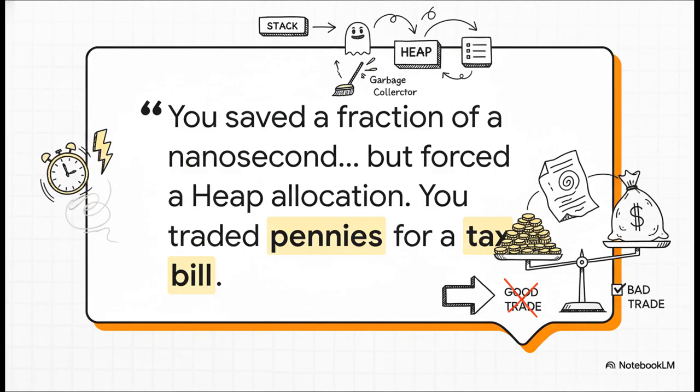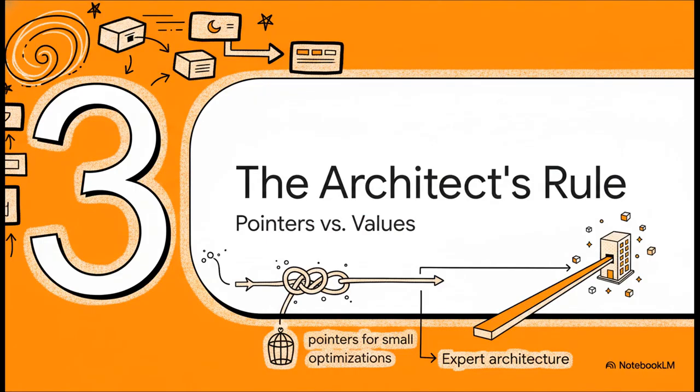Ethan saved a microscopic fraction of a nanosecond by not making a copy, but in exchange, he forced a heap allocation and put more work on the garbage collector's plate. As Eleanor put it, he traded pennies for a tax bill, and it was a terrible trade. All right, so this all leads to a really important question. If using pointers for these little micro-optimizations is such a trap, when are we supposed to use them?